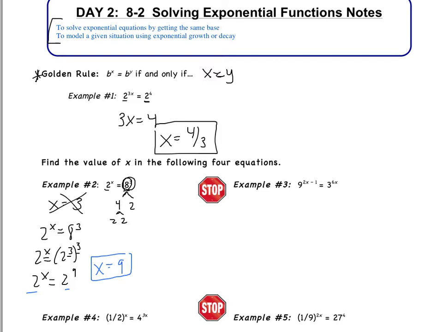Okay, so to say again what we just did, all we did was rewrite 8. We rewrote 8 as 2 to the third. And then this 3 comes from the exponent that was already outside. And then I solved.